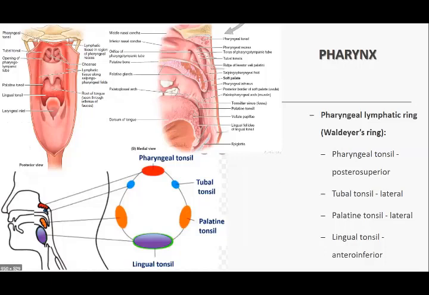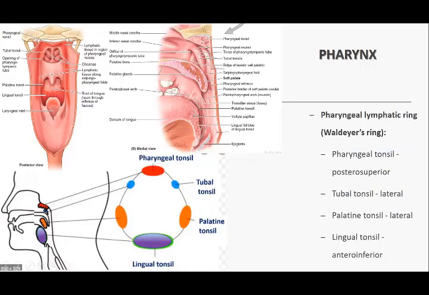One more thing which is of extreme importance, that is the lymphatic ring. Pharyngeal lymphatic ring, इसका दूसरा नाम Waldeyer's ring है, ठीक है? ये जो pharyngeal lymphatic ring है, this is how it is formed.